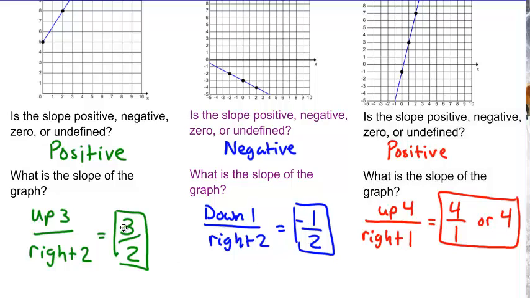Notice that these other two, we couldn't reduce the fraction any further, so we left them alone, whereas on this third one, 4 divided by 1 can be divided evenly, and we get an answer of 4.